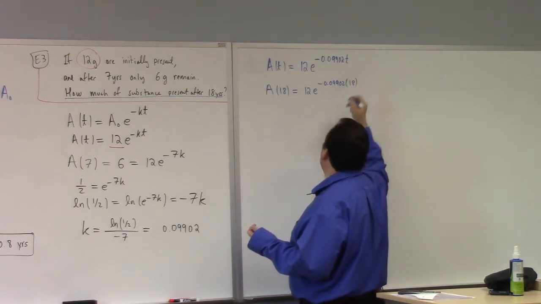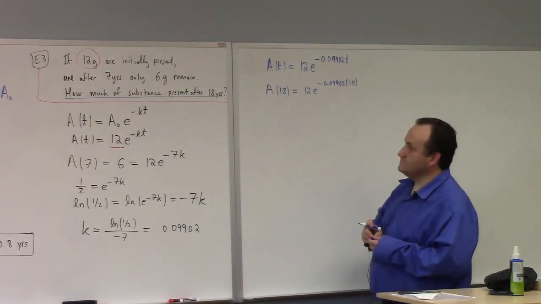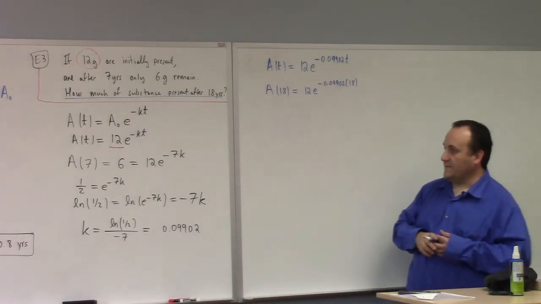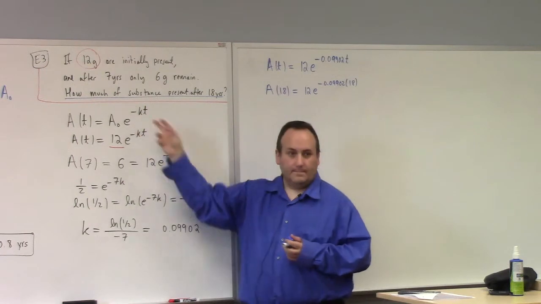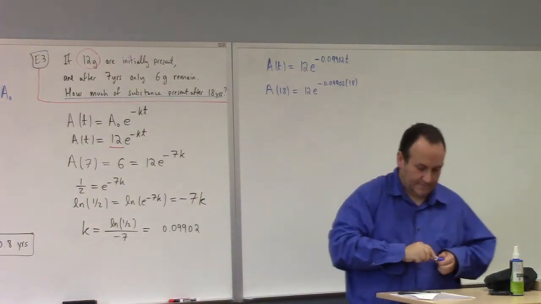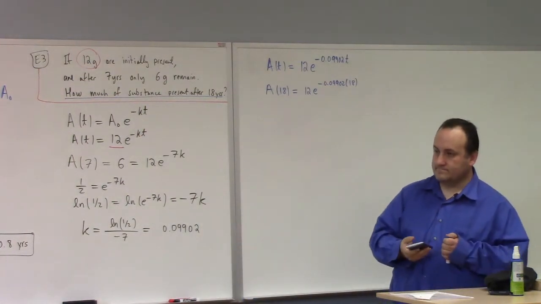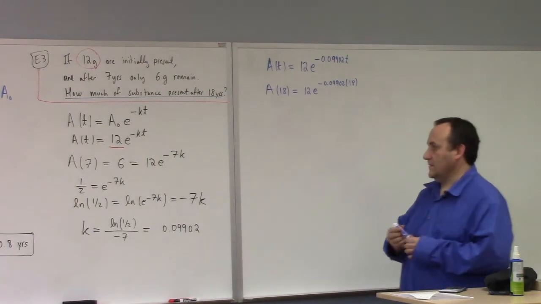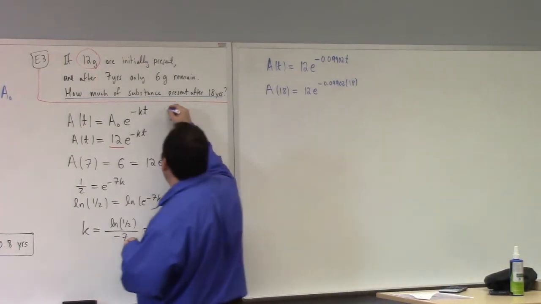I thought the negative was there. Well, it did, but it came back because I wrote minus kt here. K is the decay rate. Yeah, usually k is called the decay rate.